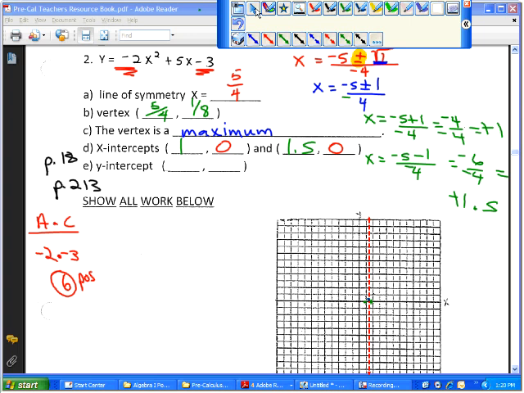Now, it says step 1, multiply A times C. Step 2, find all of the factors of the AC answer. So we want all the factors of 6, which would be 1 and 6, and 2 and 3. That's step 2. Step 3 says pick the pair that add to give you B using sign rules.